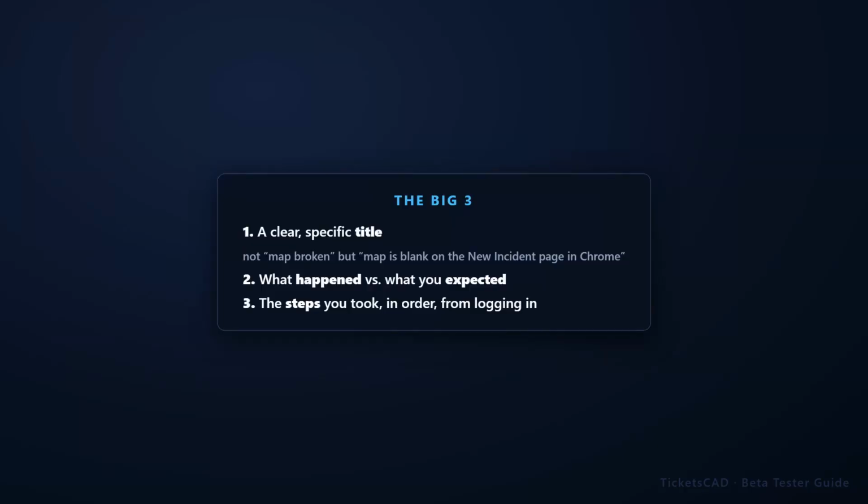Start with the three parts that matter most. Big one, a clear, specific title. Not just "map broken," but "map is blank on the new incident page in Chrome." Big two, what happened and what you expected. The gap between them is the bug. Big three, the steps you took, in order, from logging in. If we can follow them and make it happen ourselves, we can almost always fix it.